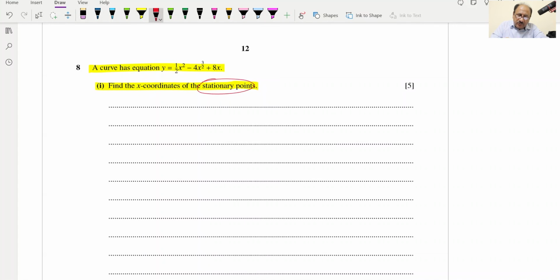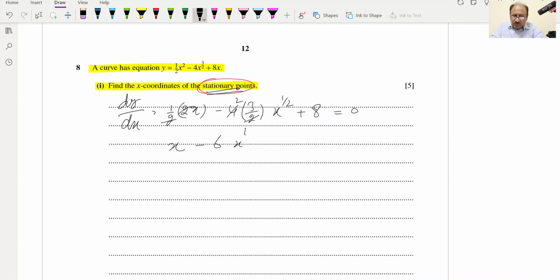At the stationary point, we take the derivative and put it equal to 0. So dy over dx will be: the derivative of this will be 1 by 2 as it is, and the derivative of 2x squared is 2x, so we'll write 2x minus 4, and the power will be pulled first, so x raised to 3 by 2 minus 1 will be 1 by 2, and the derivative of 8x will be 8, and we will put it equal to 0 for the stationary point. This one we can cancel, so it will be x minus 2, 2s are 4, so 6x raised to 1 by 2 plus 8 is equal to 0.